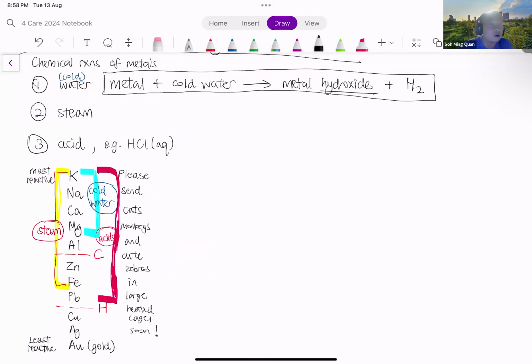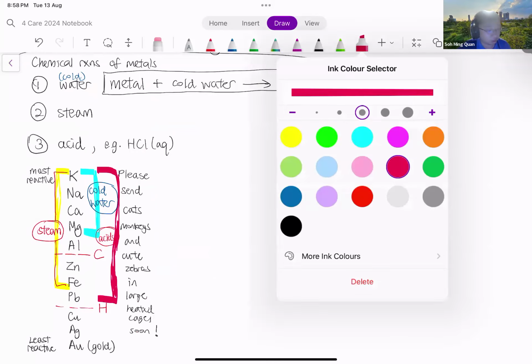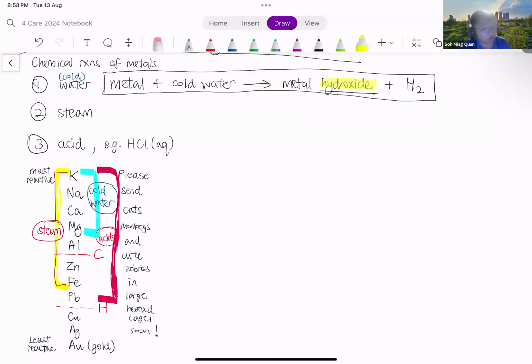Right? Metal plus cold water will form the metal hydroxide. This is very crucial. Okay? So now we are going to be looking at the reaction with cold water. Which metals are able to react with cold water? It's only the top 4 most reactive. So we start off with potassium.